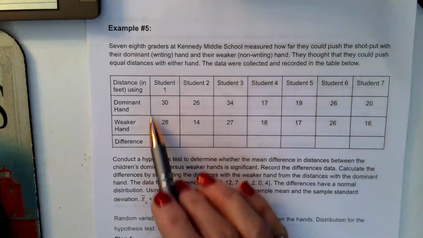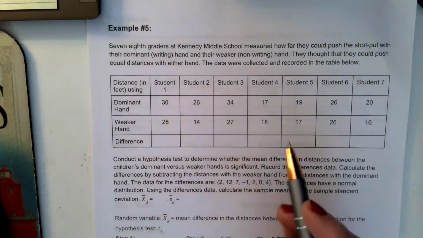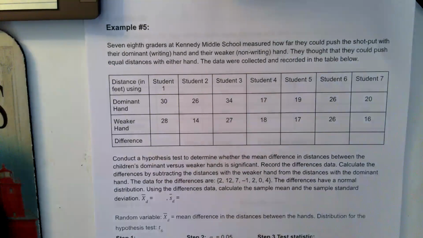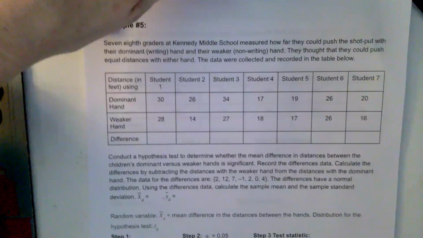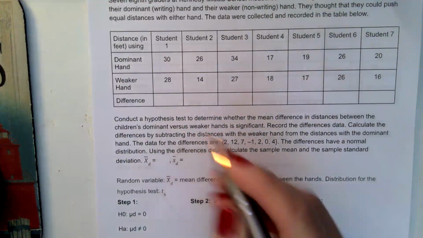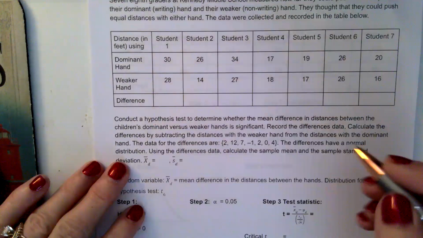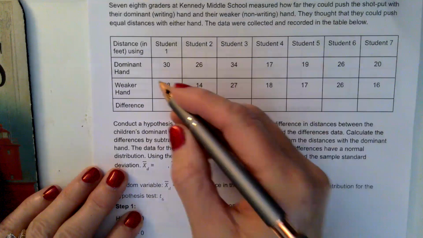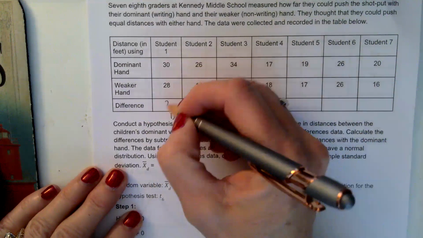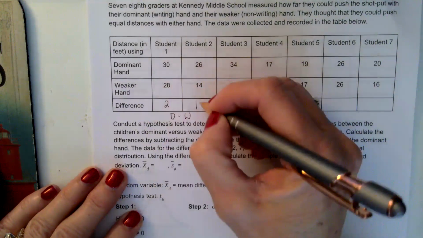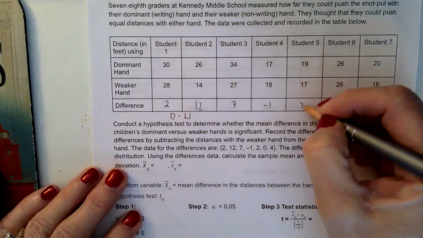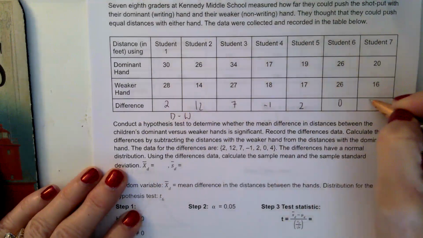So here we have dominant and weaker, and it is paired data because it's the same sample being measured twice. And they want us to go ahead and test this. They gave us the differences of taking the dominant minus the weaker. So 30 minus 28 is 2, 26 minus 14 is 12, 7, a negative 1, 2, 0, and 4.